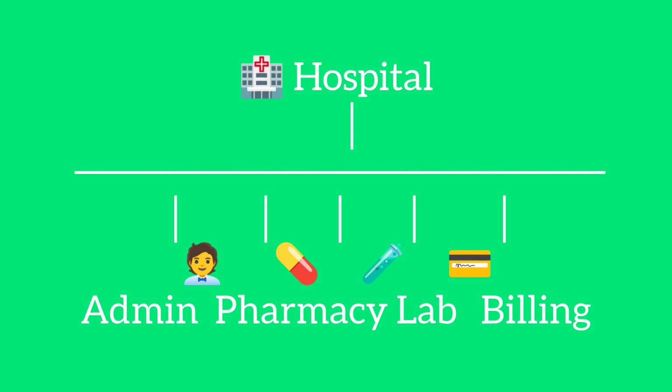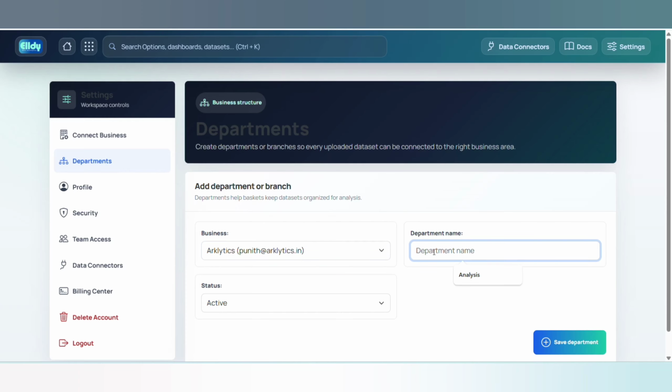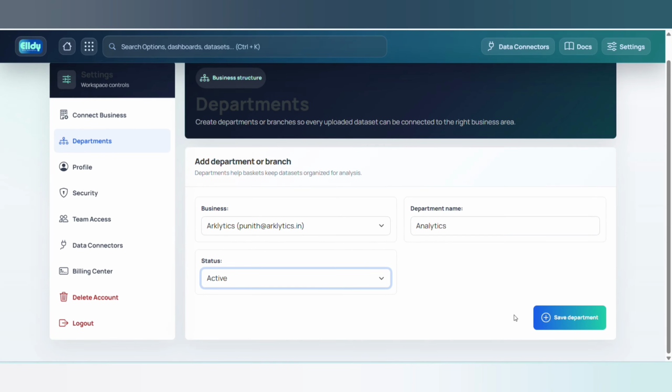For example, a hospital may have administration, pharmacy, laboratory, and billing departments. A company may have HR, sales, finance, operations, and analytics departments. Click Save Department to continue.